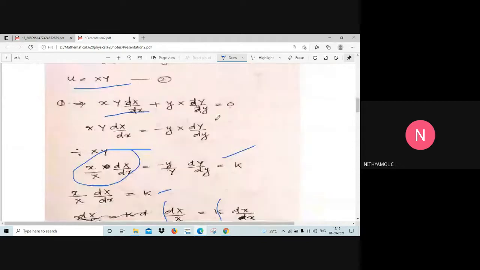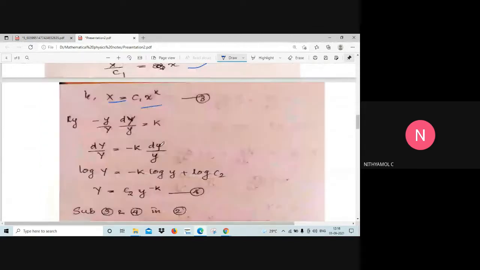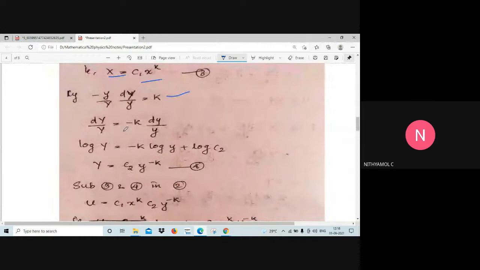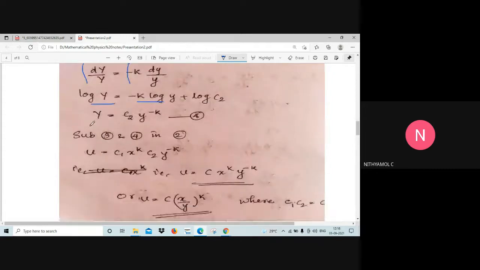Now we can take this equation equated to a constant k. That is minus y by Y into dY by dy is equal to k. dY by Y is equal to minus k into dy by y, or integrating this equation, log Y is equal to minus k log y plus log c2, or Y is equal to c2 into y raised to minus k.